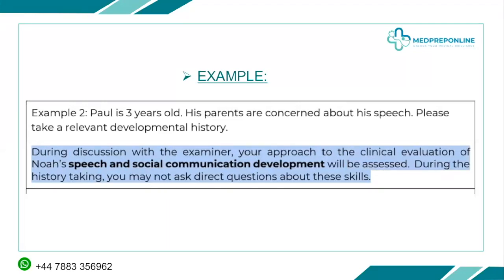During discussion with the examiner, you are approached to the clinical evaluation of Noah's speech and social communication will be assessed. During the history taking, you will not ask any question about these skills. So keep in mind, this is a very important point, that when you are asking the history, you are not going to ask question about the domain that you are going to do the assessment later. Suppose here, you cannot ask about the speech or social communication in the history.